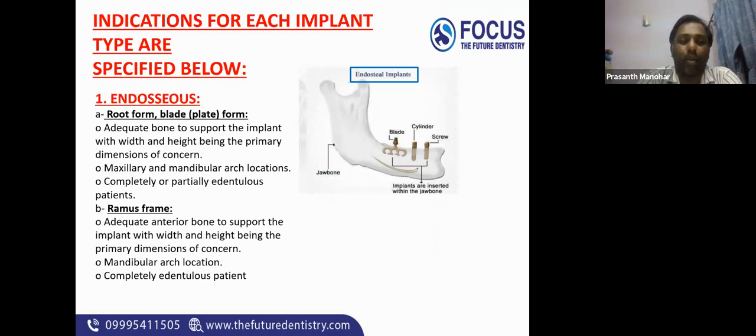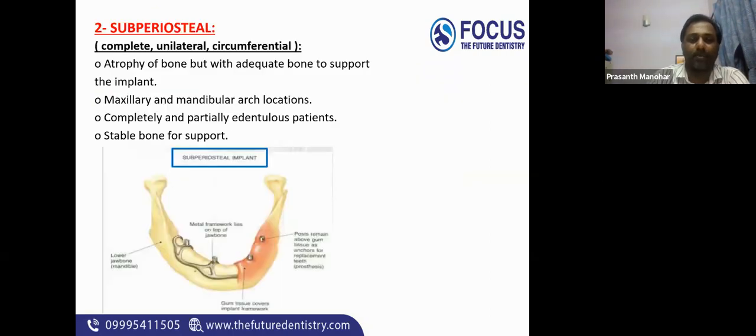endosseous implants? Endosseous implants are most commonly used if you have sufficient bone support, and sufficient width and height for primary retention. Ramus frame type or blade type implants are used when width and height are the primary concern, when the buccolingual width is less, then you will go for a blade form of implants.